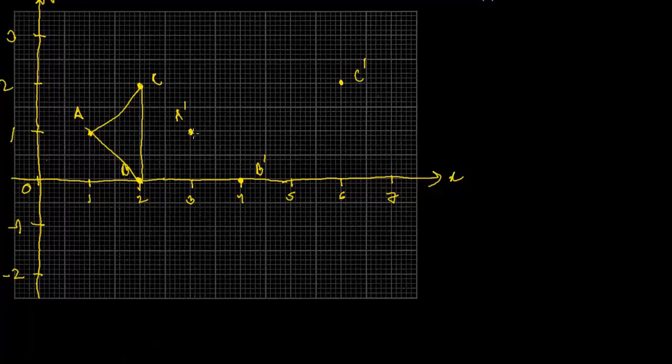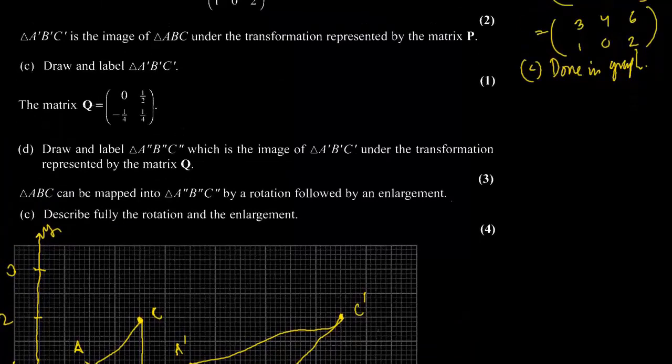Let me draw the triangle. This is not a straight line, but you have to use a ruler. So this is the image. Now the next thing that we have to do, we have another matrix Q: 0, half, minus 1 by 4, 1 by 4. So we have to multiply this and find another triangle. So let's do question number D.